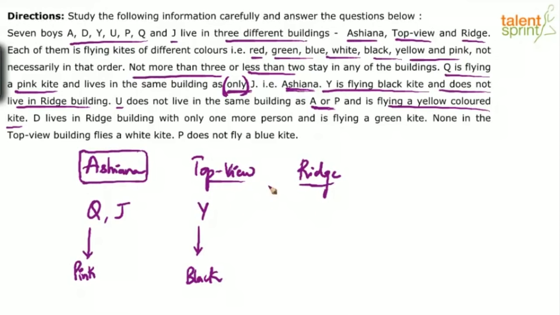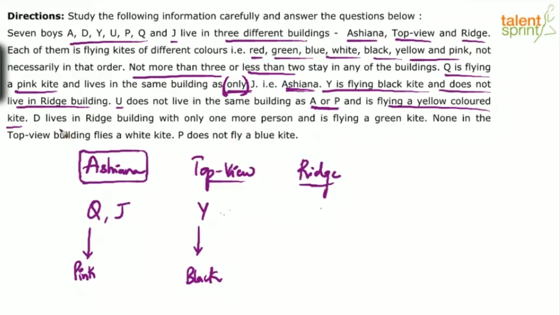Now why am I saying that both A and P will come in the same building? Because if you take them in different buildings, let's say A in Top View and P in Ridge, then where will the person U go? U cannot come with A and U cannot come with P. So U will neither belong to Top View nor to Ridge, and Ashiana is anyway closed. So basically the point is, you must realize that A and P both will go in the same building, either in Top View or in Ridge. But it will be difficult to guess that immediately.